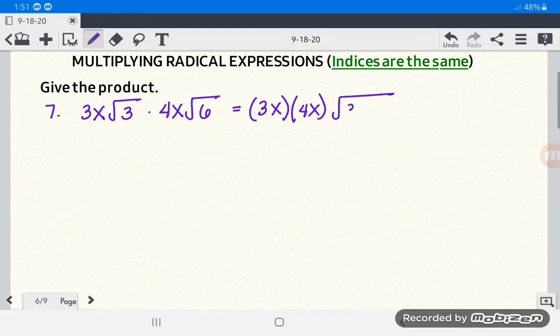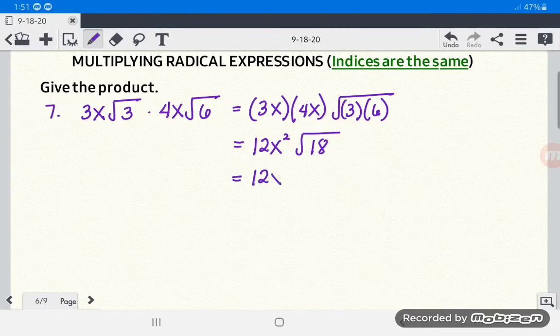So we have 3 times 6. Then let us multiply 3x times 4x. We have 12x squared. Then 3 times 6, we have 18. Then copy 12x squared. So notice that 18 is not a perfect square, but then let us find the factors of 18, wherein one of its factors is a perfect square. So we have 9 and then 2, right?